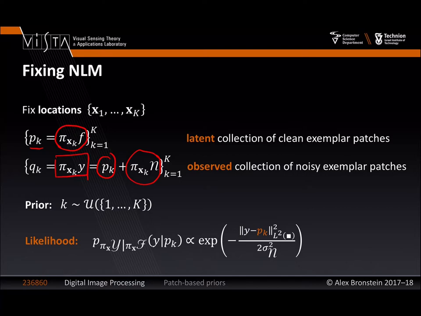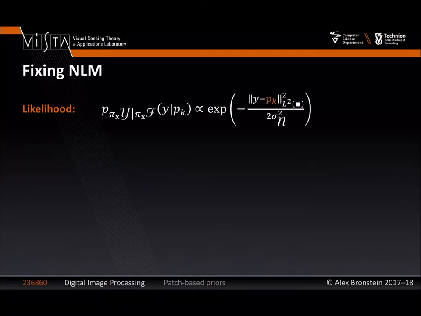And my likelihood still assumes that my patch of f is given by one of these p's. So basically I'm substituting p here, and I have p here, right? Because this is the value of the patch of f that my prior gives me. It can take one of these k values. So this is my likelihood. The problem is that I cannot estimate this quantity. I don't have access to p, right?